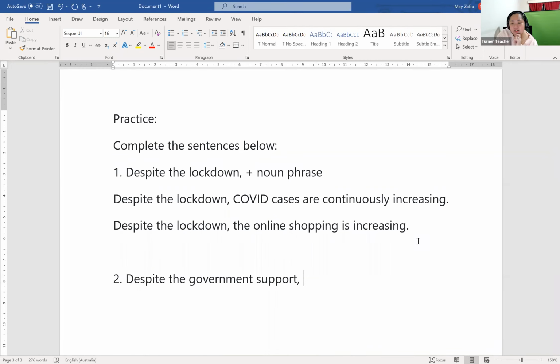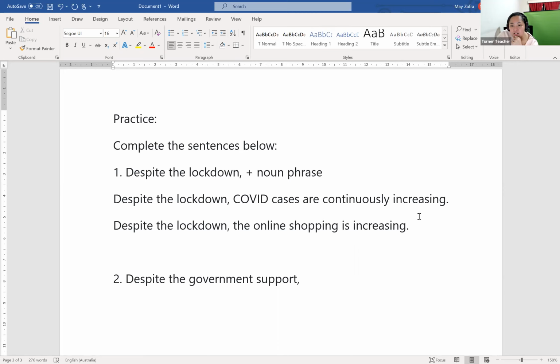Despite the lockdown, people are still outing. Chandra, you want to fix that? People are still going out, not outing. Okay. People are still going out. Despite the lockdown, residents are not allowed to go out. No, Carol, that is not opposing. They are similar, actually. It has to be opposing. Please fix that.